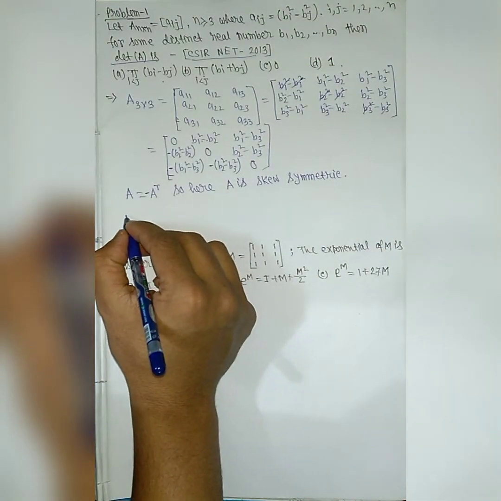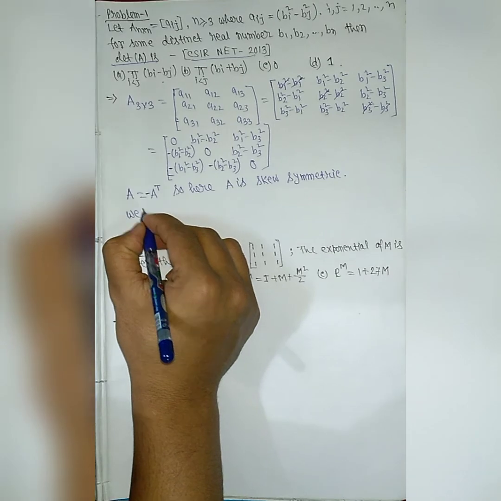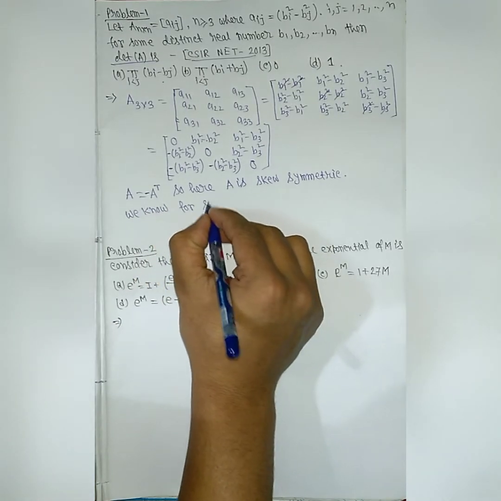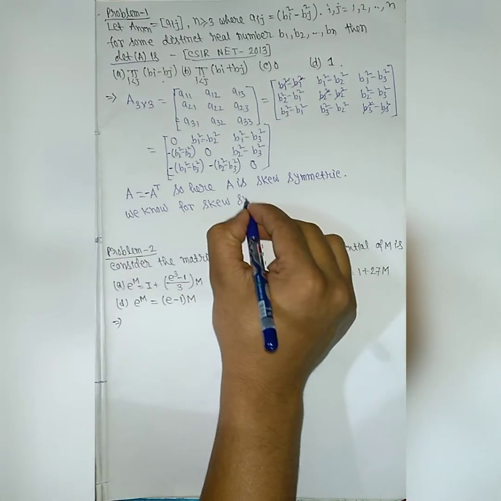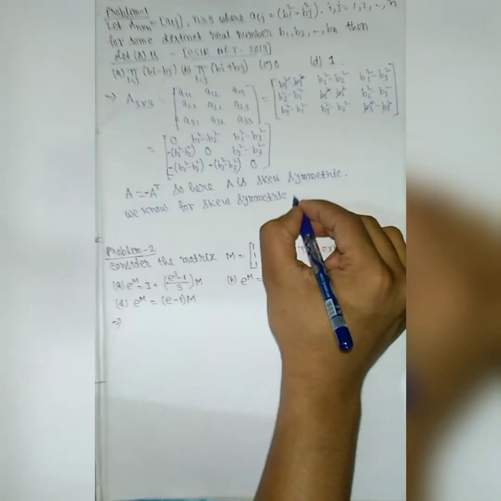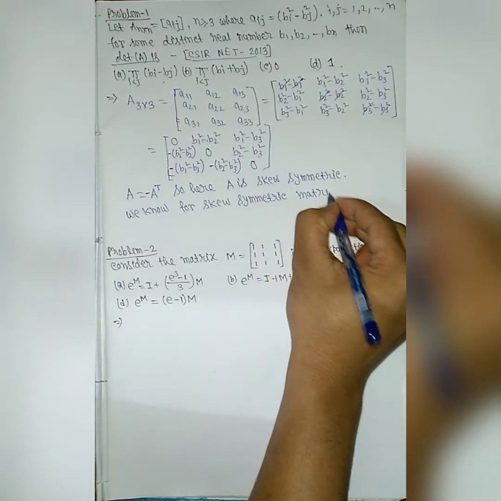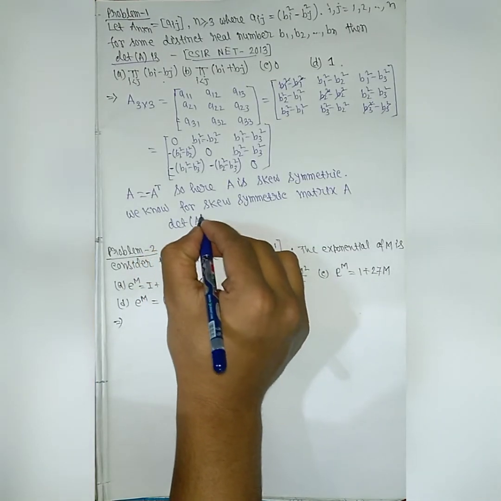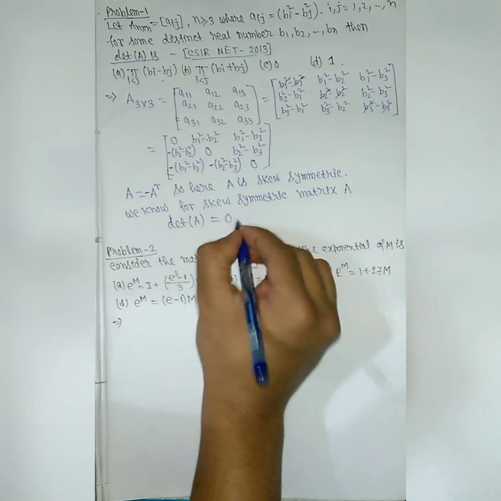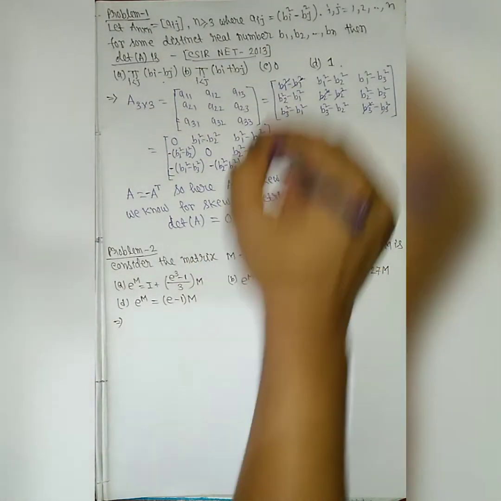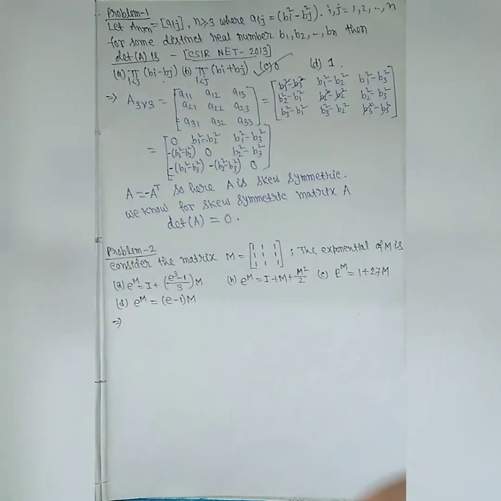Now for a skew symmetric matrix, we know that the determinant of A is equal to 0. Okay, for a skew symmetric matrix, determinant of A is equal to 0. So my option C is the correct option here.